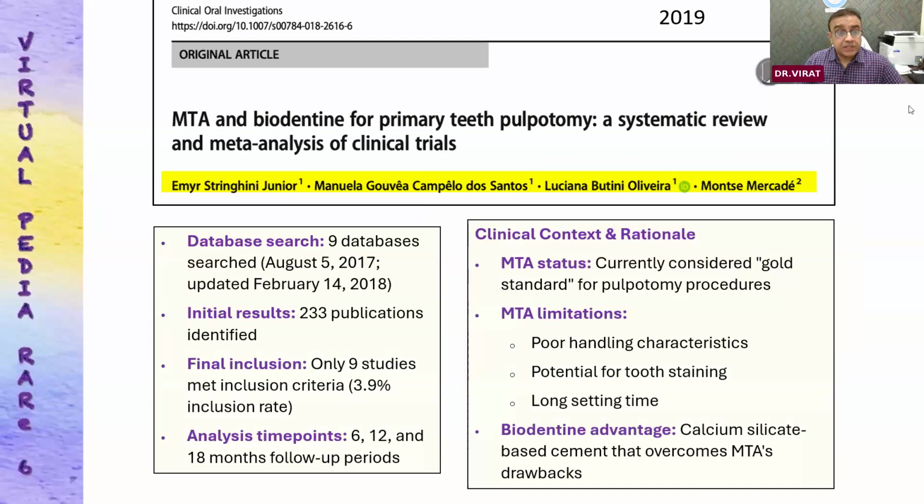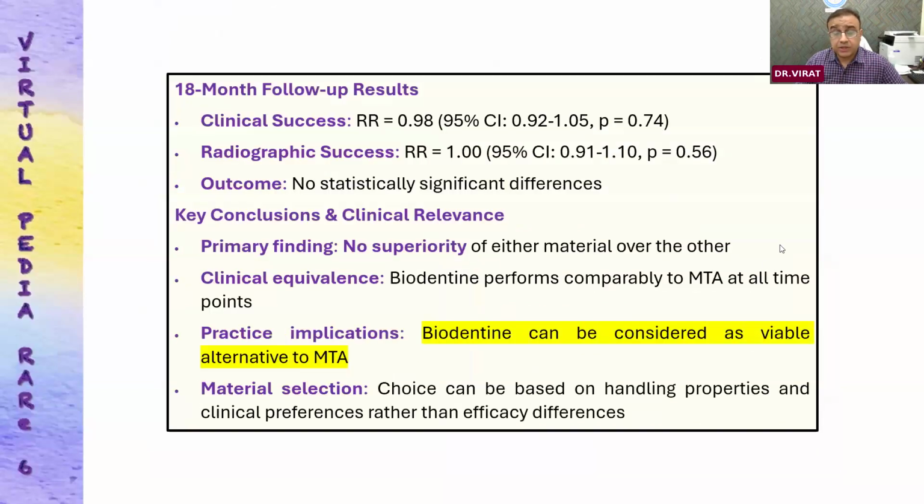Coming to the evidence, this is a systematic review and meta-analysis comparing Biodentine and MTA for primary teeth pulpotomies. Nine studies were included after the inclusion and exclusion criteria. The authors concluded that MTA was considered the gold standard for pulpotomy procedures. However, the pooled relative risk for clinical and radiographic success does not show any significant difference between the two materials at the 18 month interval. Hence, Biodentine can be considered a viable alternative to MTA.